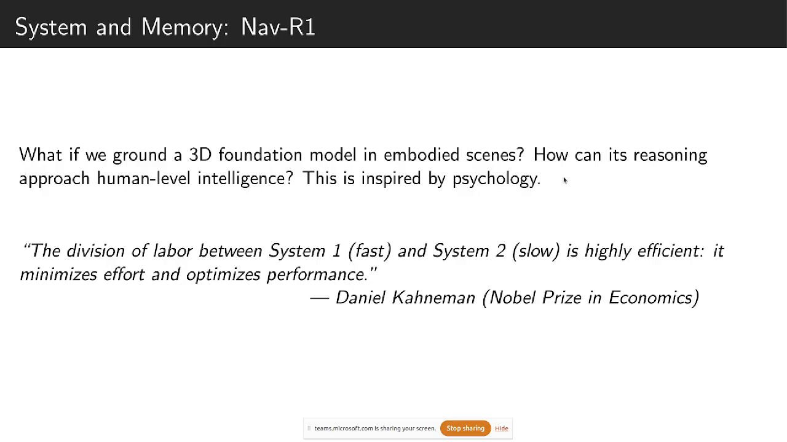This is inspired by psychology: the division of labor between system 1, which is a fast system, and system 2, which is a slow system, is highly efficient, minimizes the effort and optimizes the performance. That was proposed by Daniel Kahneman, system 1 and 2. This is a very classic theory of human-level intelligence, that humans divide their intelligence into two systems, with different systems handling different frequencies or different tasks, fast and slow.